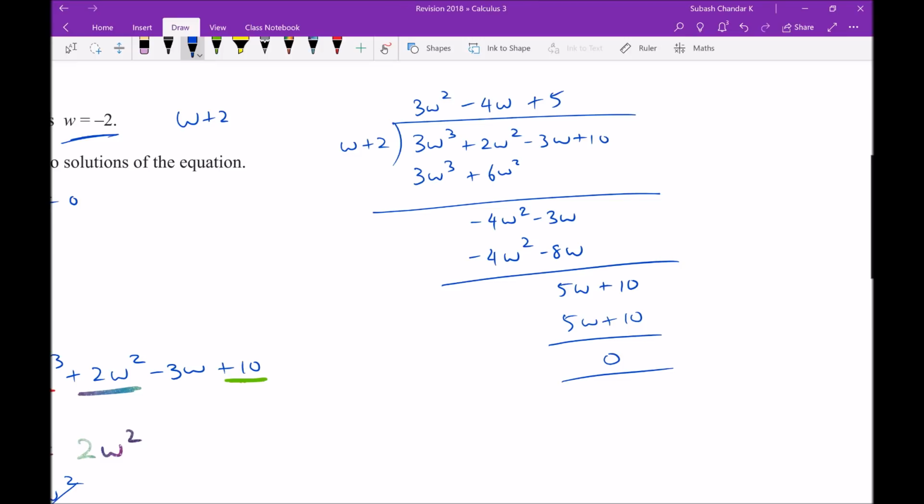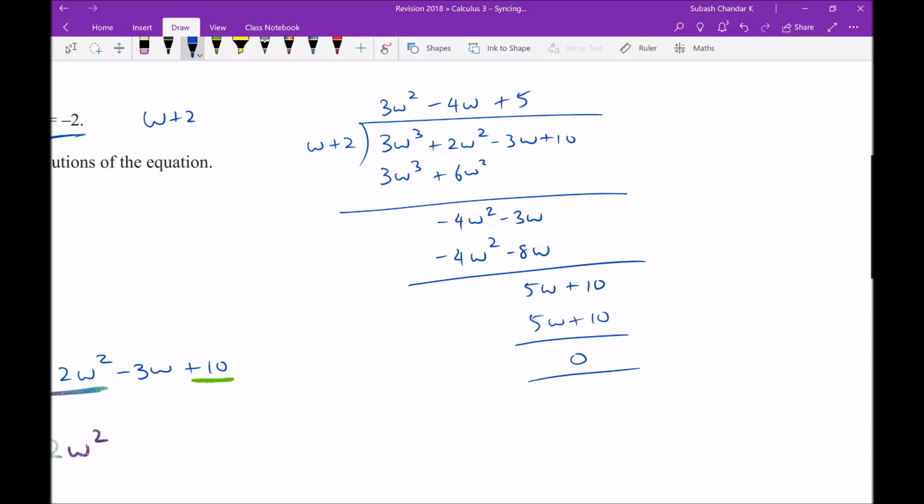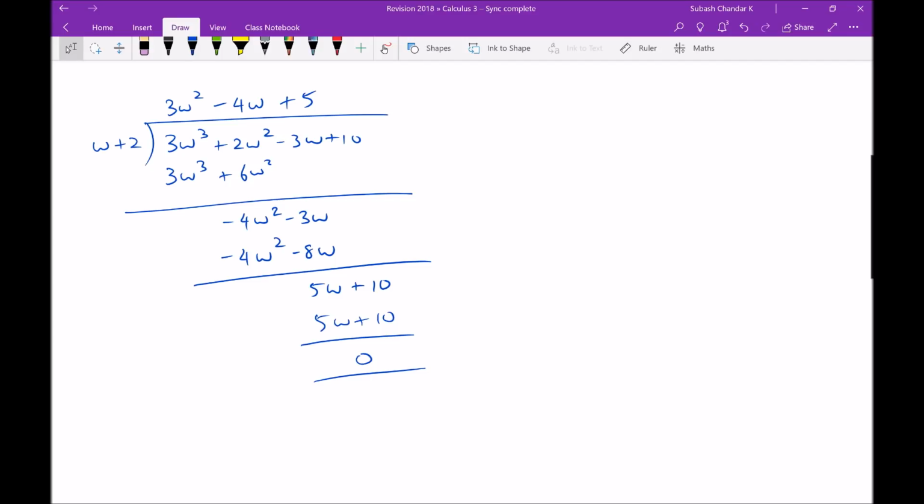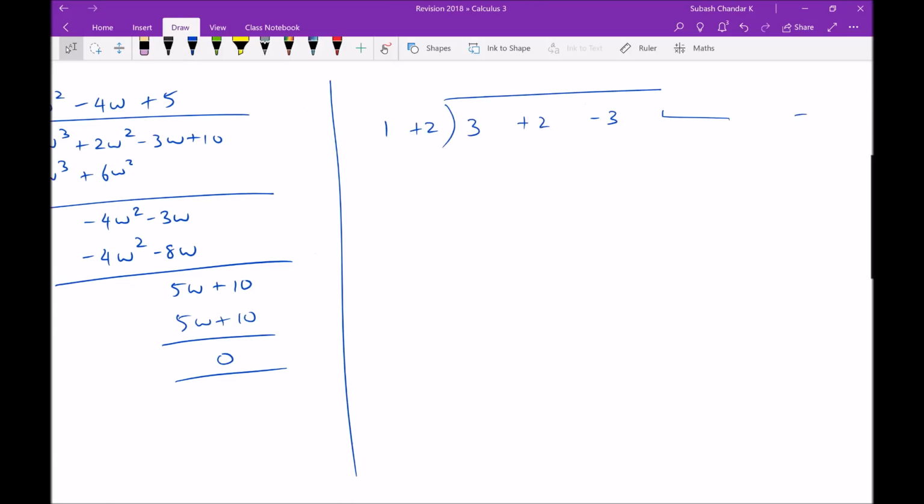Now there's one more way I'm going to show you guys in terms of long division. I know people have done synthetic division, I'm not going to bother with it, but I will show you another way you can do this. This one is a little bit cheeky, but it still works. Instead of writing w and plus 2, I just write it as 1w. So I'm just writing the coefficients, 1 and then 2, 3, positive 2, minus 3, positive 10.